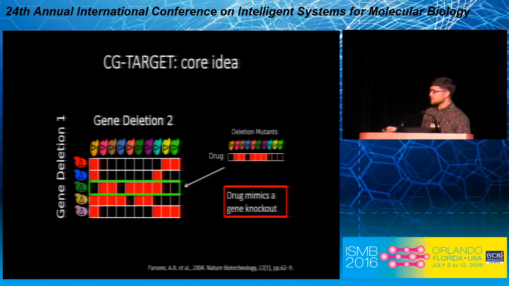But the basic premise is, if a drug or a compound's chemical genetic interaction profile is similar to a genetic interaction profile, it looks like the drug is knocking out this gene. These two profiles are exactly the same, except here you're treating with the compound, and here you're deleting a gene. So the compound phenocopies the gene knockout.